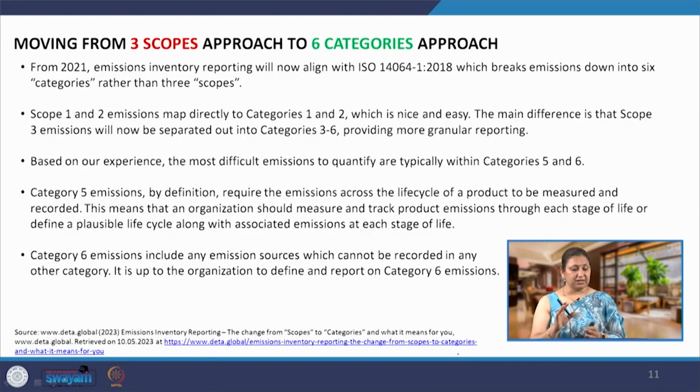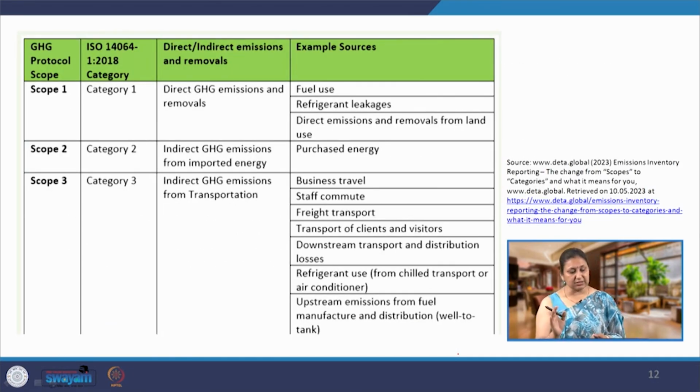Now, we have these 3 scopes, but we also have the 6 categories approach. So, here aligning with the ISO 14064, we have broken down the 3 scopes into 6 categories. So, I will take you to these 6 categories. So, the scope 1 will have directly the category 1, where we are directly talking about direct GHG emissions and removals, that is simple, which is what we have seen. Also fuel use, refrigerant leakages, direct emissions and removals from land use. So, agriculture, forestry are all coming into this part. So, scope 1 and category 1.